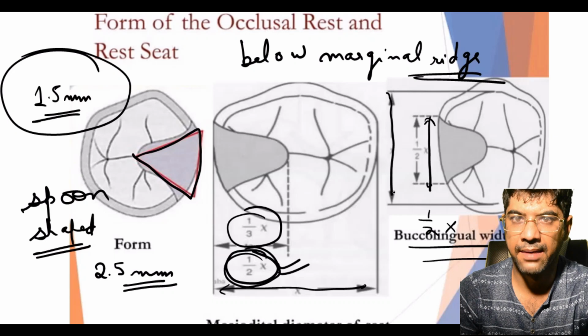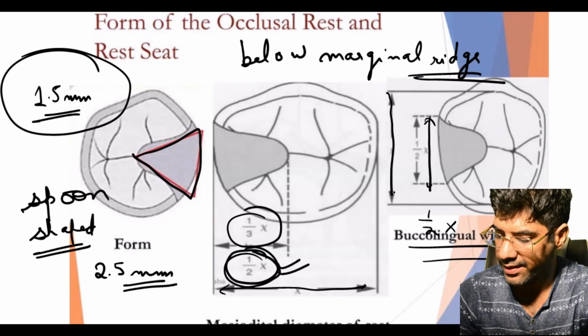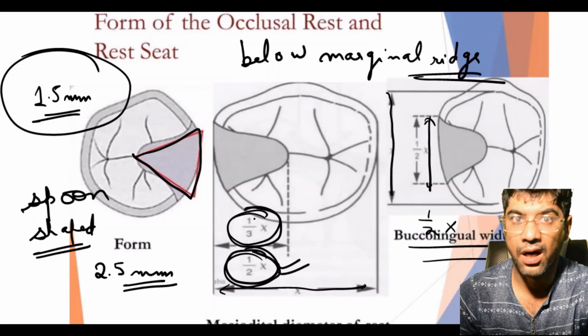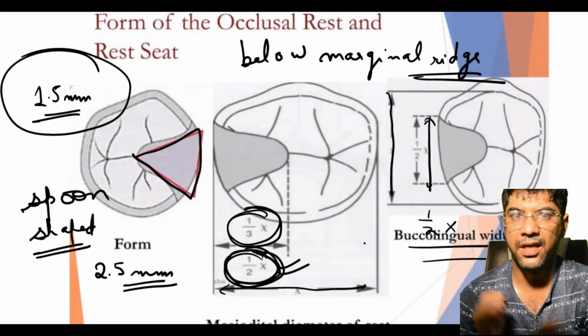The mesiodistal dimension, the size of the occlusal rest, should be 1/3 to 1/2 of the mesiodistal width of the tooth. This range helps in providing adequate metal bulk for strength and support while fitting well within the tooth's natural dimension. So why are these dimensions important?